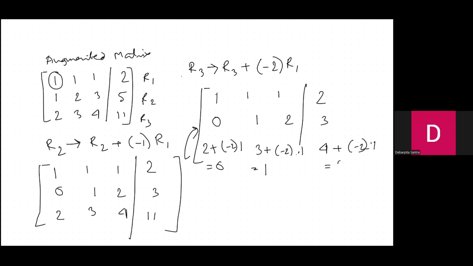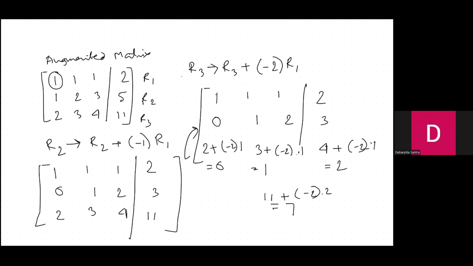And here on the right hand side, it was 11. So 11 plus minus 2 into 2. That means 11 minus 4. 11 minus 4 means 7. So 0, 1, 2, 7. So the final matrix becomes like this.